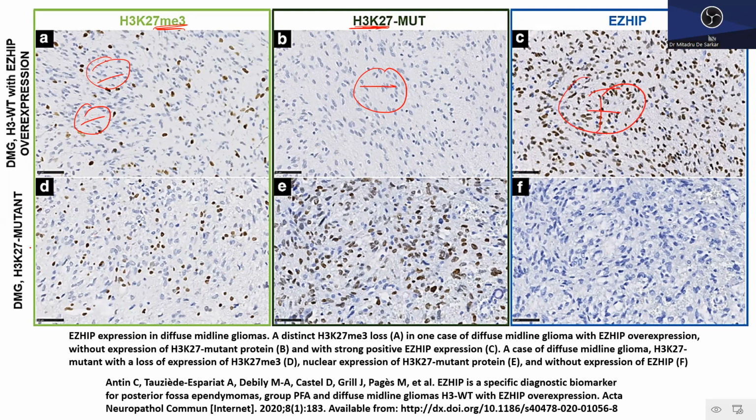On the other hand, the lower column is basically what is seen in the case of the standard diffuse midline gliomas, which are associated with H3K27 mutation. These cases also will show no expression of H3K27 trimethylated histone. They will, however, show the presence of the H3K27M mutant protein, and EZHIP will not be present in these cases.